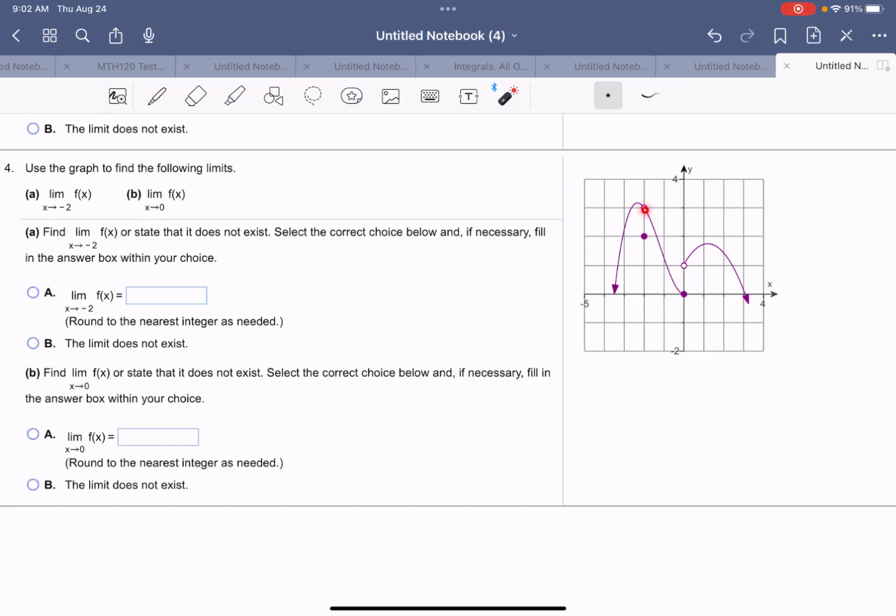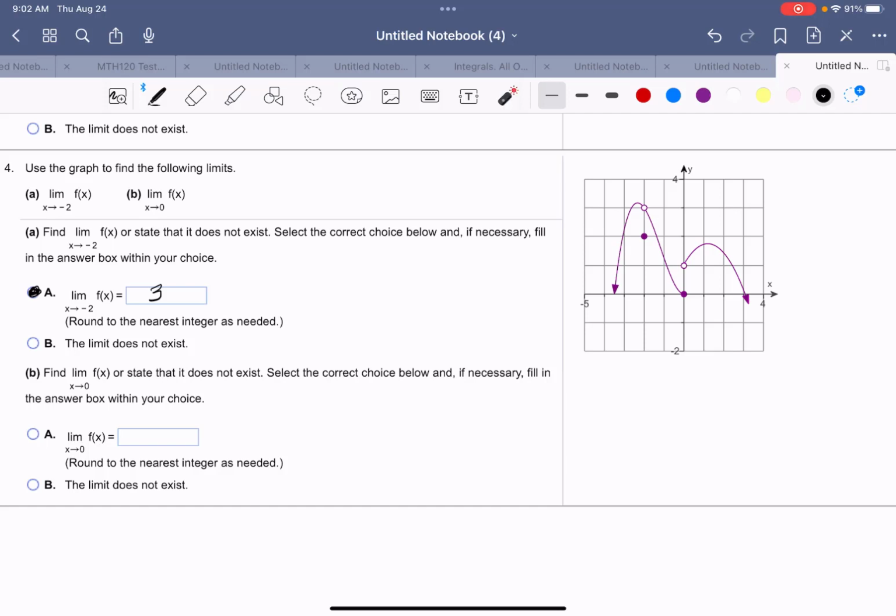Okay, remember, it's okay that the function has a specific different value as long as from the left you're going to the same place as you are from the right. So the limit at negative 2 is 1, 2, 3, positive 3. The y value is positive 3. The limit from the left and the right are the same.